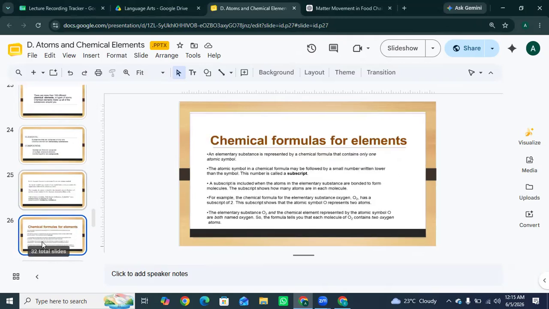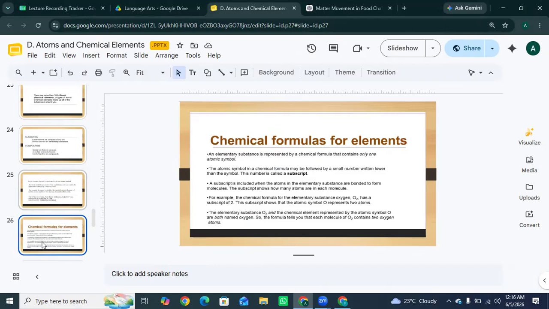So, chemical formulas for elements. An elementary substance is represented by a chemical formula that contains only one atomic symbol. The atomic symbol in a chemical formula may be followed by a small number written lower than the symbol. This number is called a subscript. So basically, formulas for elementary substances only have one atomic symbol. And what is a subscript? The small number written at the bottom right of a symbol tells you how many atoms are bonded together.